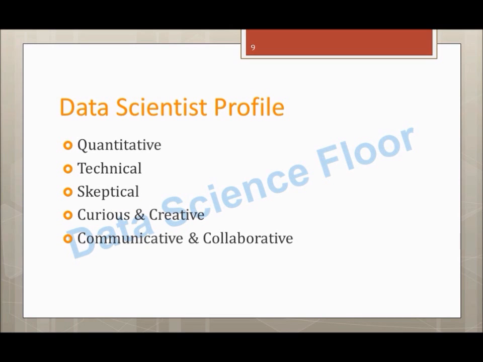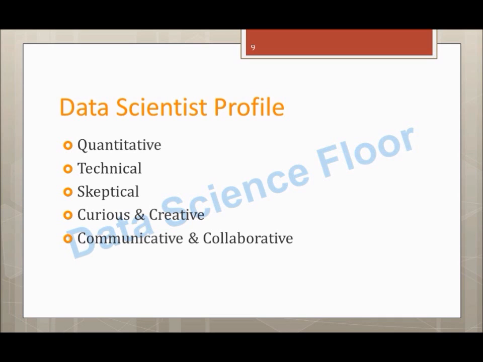So this is how the data scientist profile should look. Here we have 5 characteristics. The first one is called quantitative, which means that the data scientist must have basic knowledge of mathematics and statistics. The second one is called technical, which is more related to the skill set. It means that the data scientist must have programming skills and basic problem solving skills.